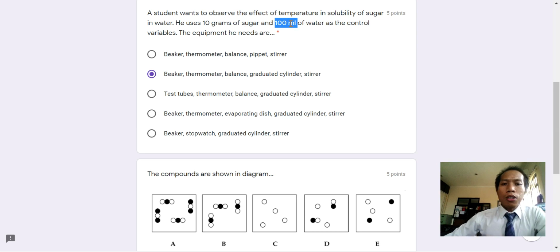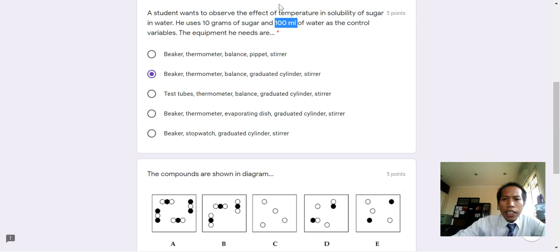And after you take the sugar and water, then you mix them in a beaker, of course. A beaker is enough for mixing this one because you don't have to heat it, you just mix together the sugar and the water. So the beaker is the most appropriate equipment that you can use.